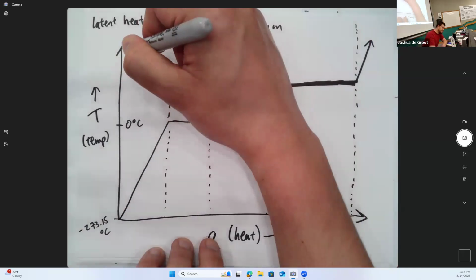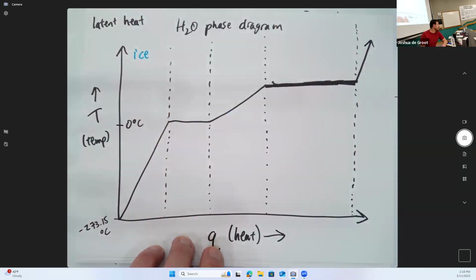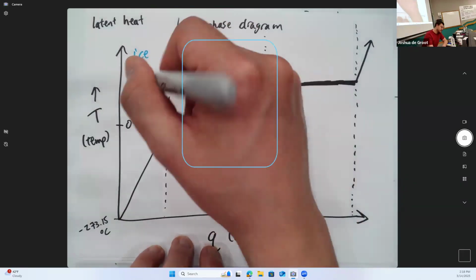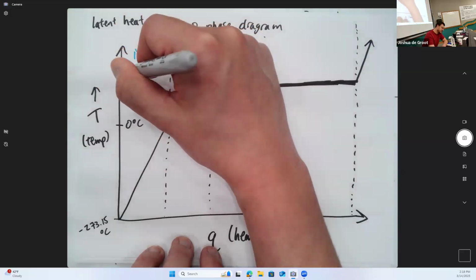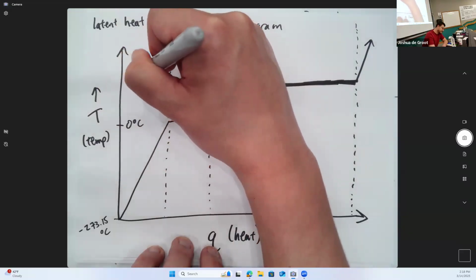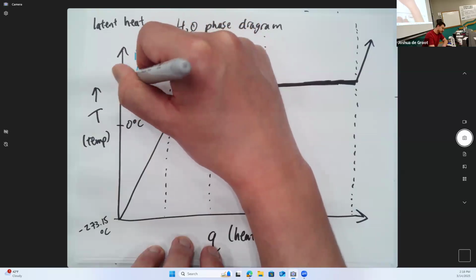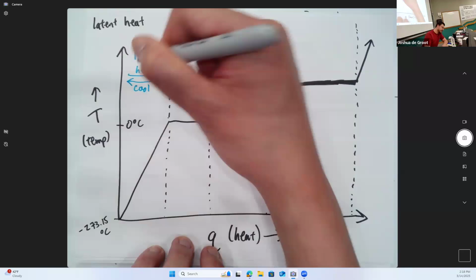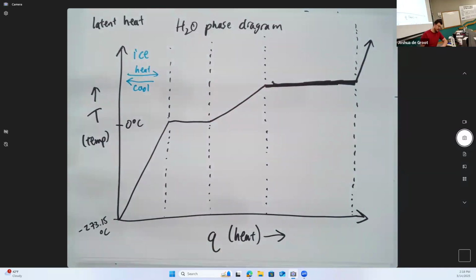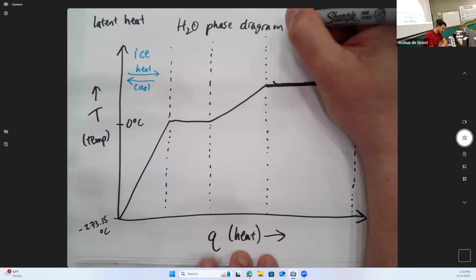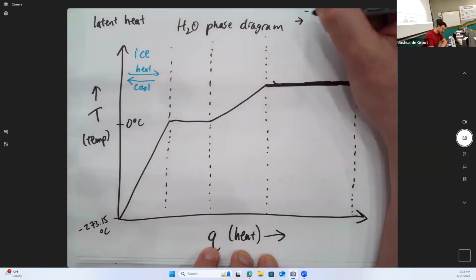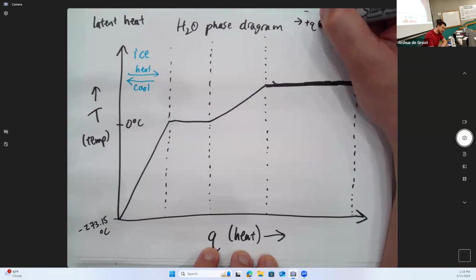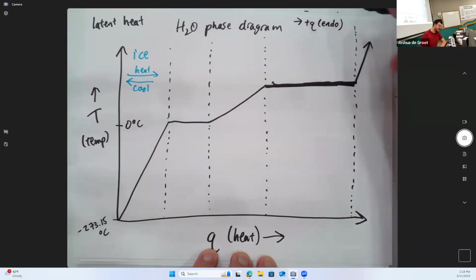Okay, this first domain is the ice domain, and you can heat ice, or you can cool the ice, chill it. Okay. And when you're shoving heat into a system, you're going to have positive Q values, and that's going to be endothermic.